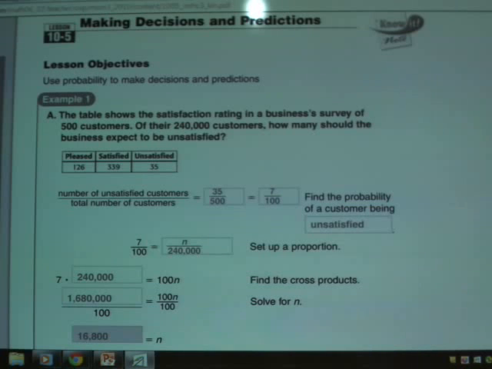Since we've already studied proportions this year, you already have all the content knowledge you need when I combine that with the concepts of probability that we've been studying throughout this chapter. So let's go ahead and take a look at number 1.